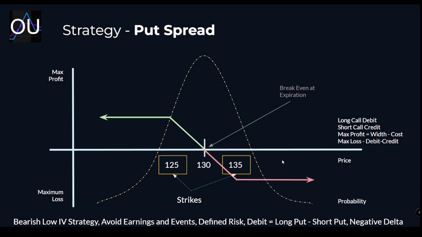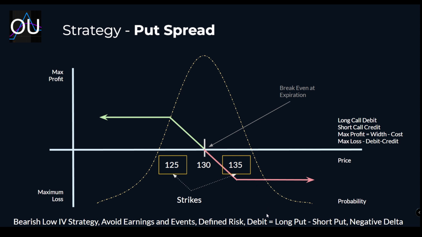The put spread is the exact opposite, and in this case, you're employing only puts. So you're buying a put at the 135, and you're selling a put at the 125. Again, it's a low IV strategy, so avoid earnings and events. For the most part, it's defined risk, because the most you can lose is the put that you bought.